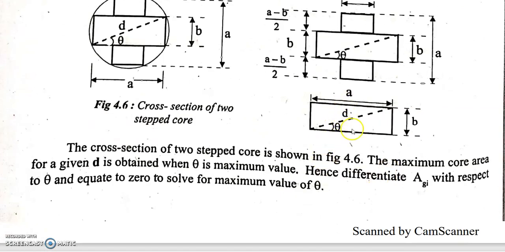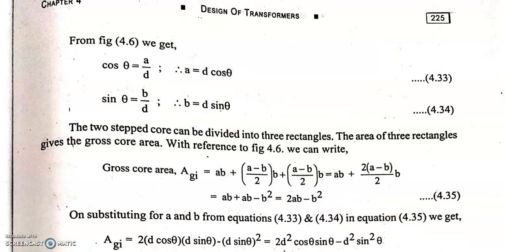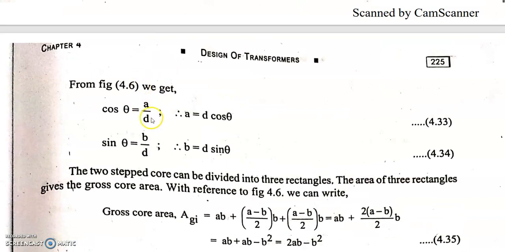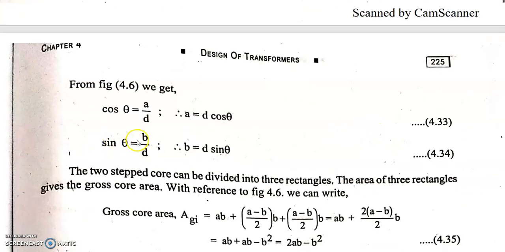And another thing, we are going to express this in terms of cos theta and sin theta. So from this triangle we can write cos theta as the adjacent side, this side is A, so A by D, and sin theta is B by D. Based on this concept, we will be deriving the gross core area and net core area. So we are writing A is equal to D cos theta and B is equal to D sin theta, both the dimensions of the lamination in terms of the diameter of the circumscribing circle.